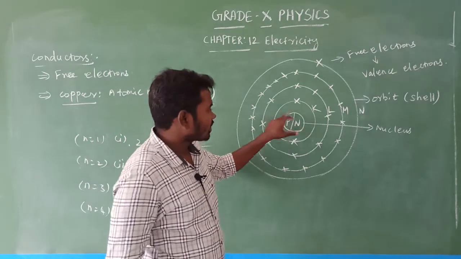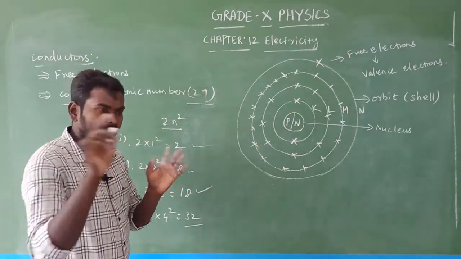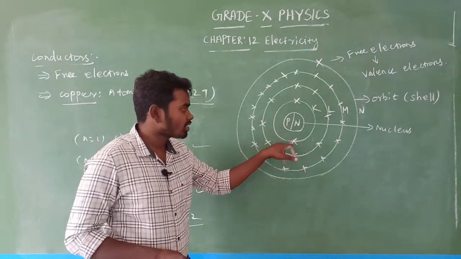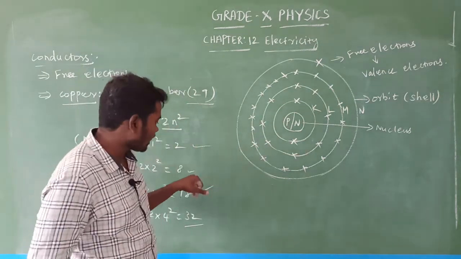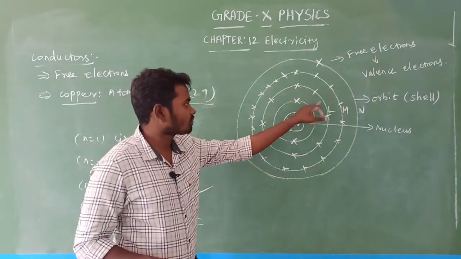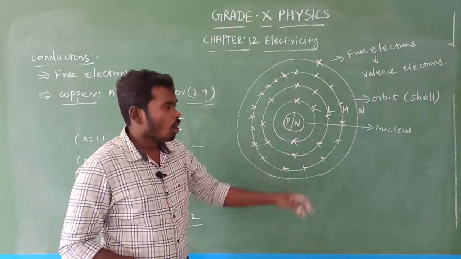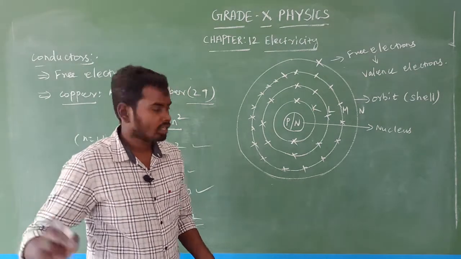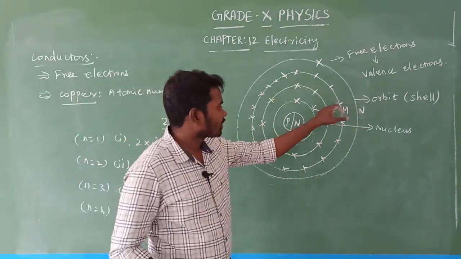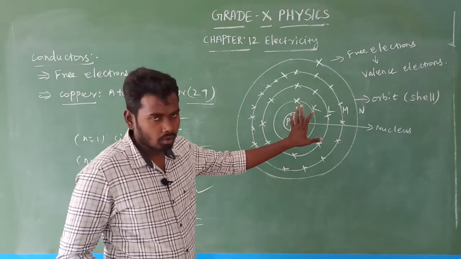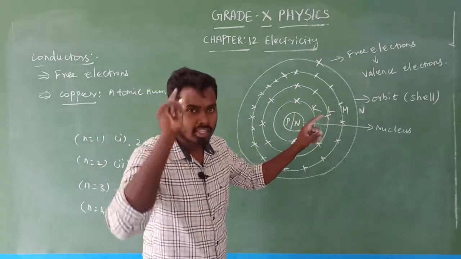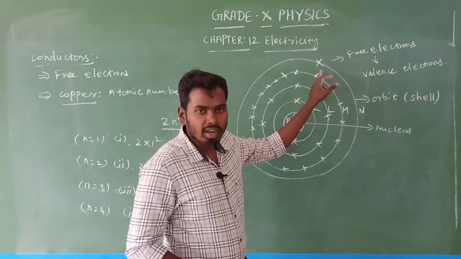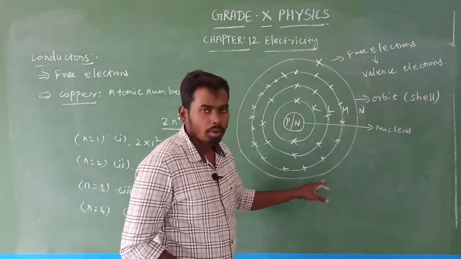So already we know the copper atomic number is 29. In the first orbit, the maximum number of electrons is 2, so 2 electrons are filled here. In the second orbit, 8 electrons are filled, in the L cell. In the third one, the maximum is 18 electrons, so 18 electrons are filled here. Remaining, how many electrons are left? Only 1 electron is left. That 1 electron is filled only in the outer orbit.